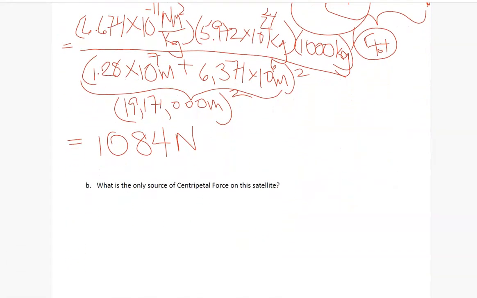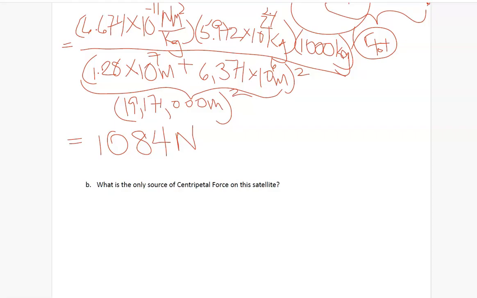And then looking at part B, it says, what is the only source of centripetal force on this satellite? Well, remember, the satellite is in orbit around the Earth. The only force on the satellite is the force of gravity from the Earth as the satellite is moving around in a circle.